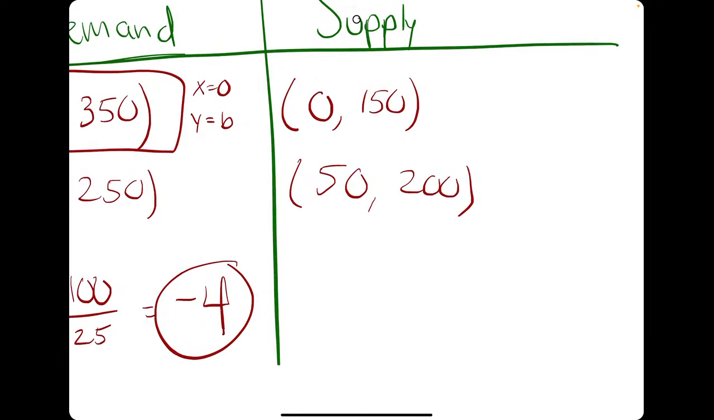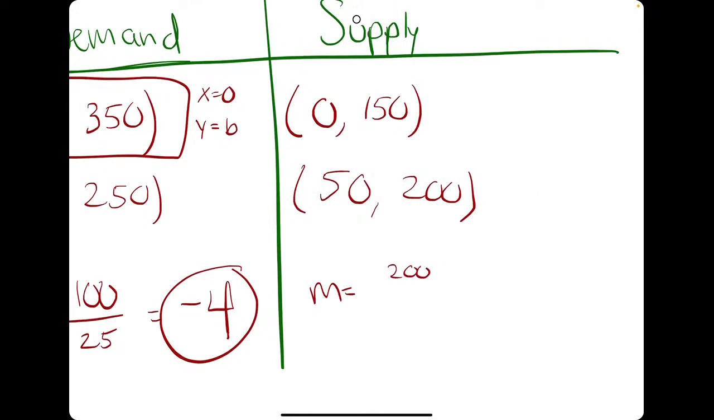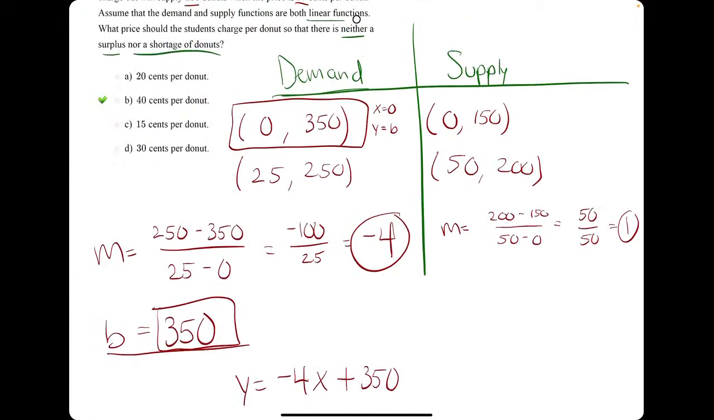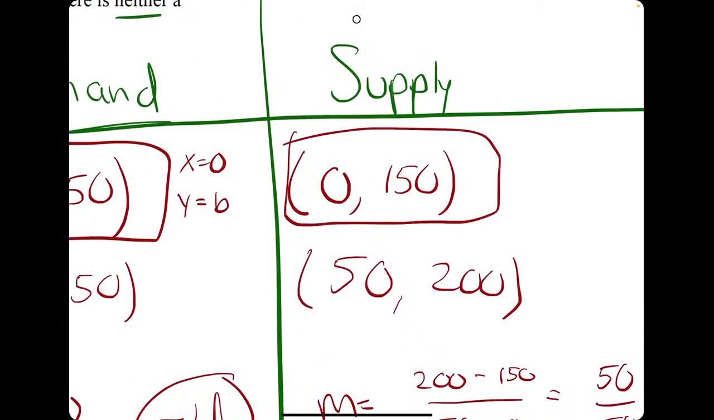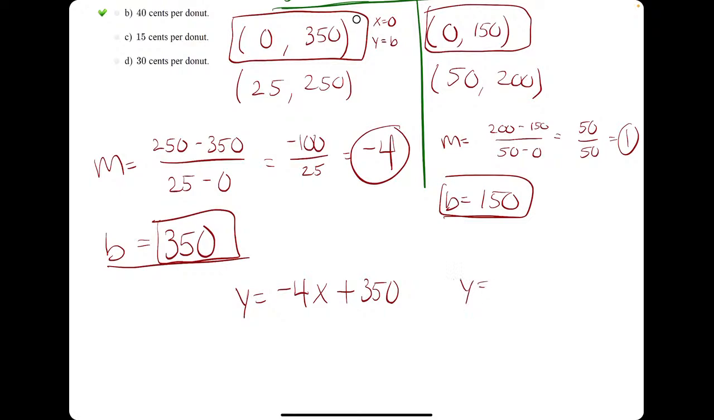In this case, we repeat the process for supplies. So m is equal to y2 minus y1, 200 minus 150, over x2 minus x1. So we get positive 50 over positive 50, which is 1 for our slope. And then again, the b value comes from the y value for the ordered pair that has an x value of 0. So just 150. All right. So then the equation here is just 1x, or x plus 150 equals y.